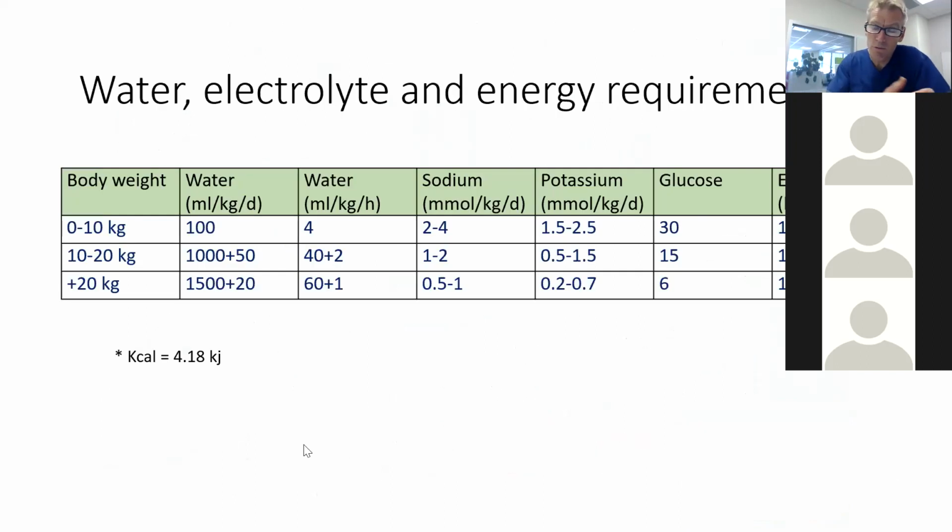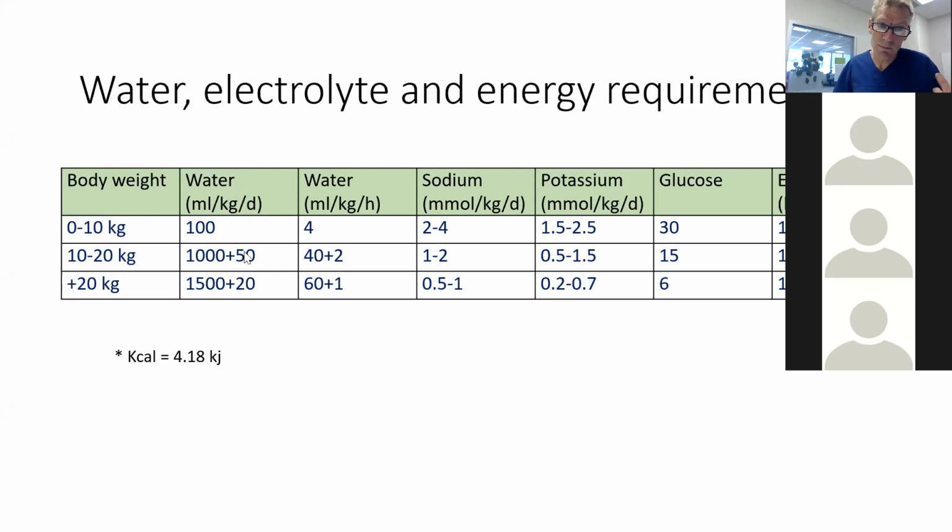In terms of the amount of water that people need, I think it's important that we have some understanding of the way in which this is calculated. Typically, on a given day, a child in the first 10 kilos will need about 100 mils per kilogram per day of water. If they're 10 to 20 kilograms, they'll need 1,000 mils for the first 10 kilos, plus 50 mils per kilo per day for the next 10 kilos.